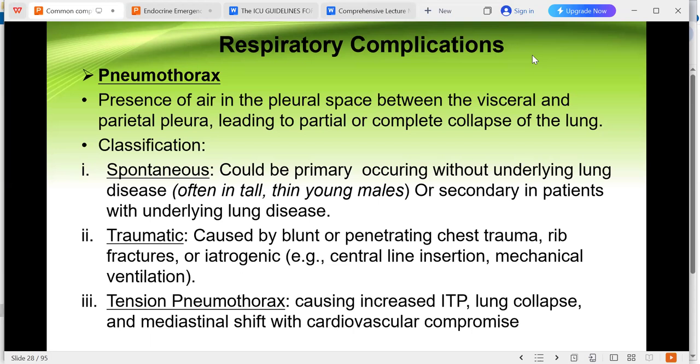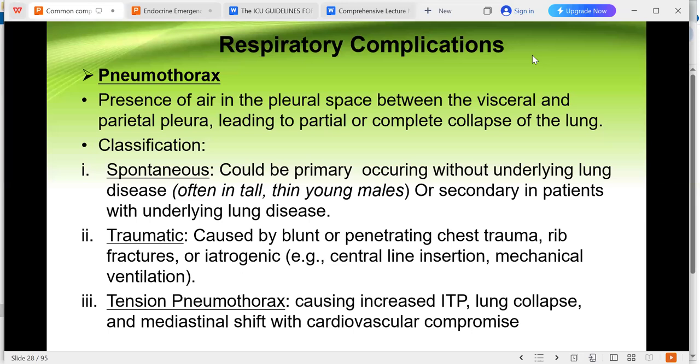complication during anesthesia. It is the presence of air between the visceral and parietal pleura, which can lead to either partial or complete collapse of the lung. It is classified as spontaneous, which could be primary, without underlying lung disease, or secondary, where the patients have underlying lung disease like COPD or asthma. It could be traumatic pneumothorax, due to blunt or penetrating chest trauma, rib fractures, especially with a flail chest. Or iatrogenic, during central line insertion or initiation of intermittent positive pressure ventilation.